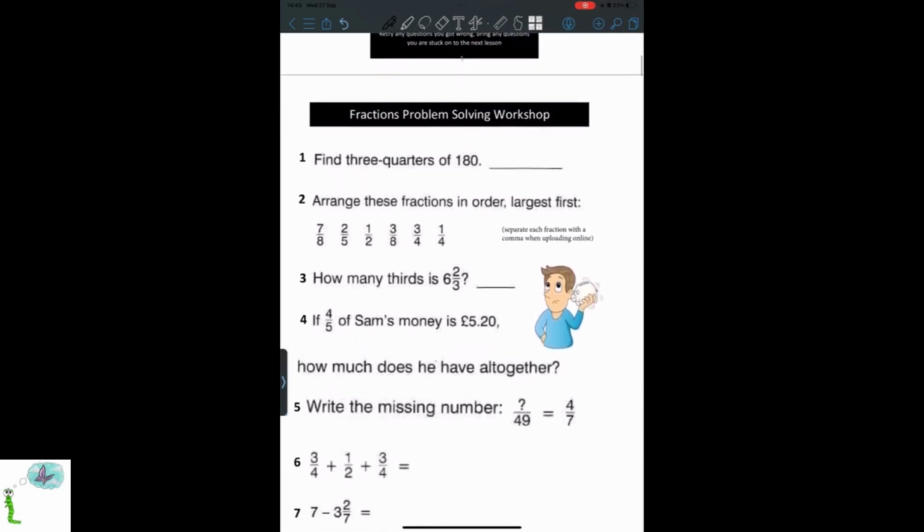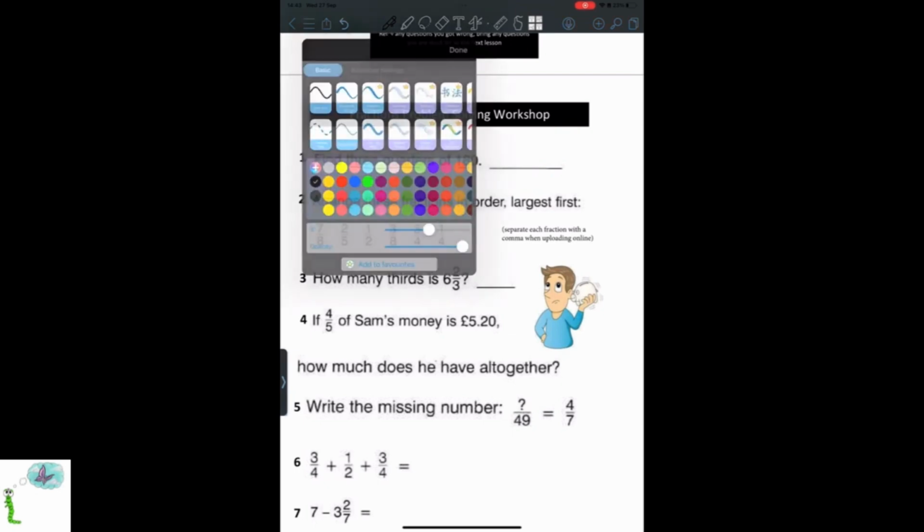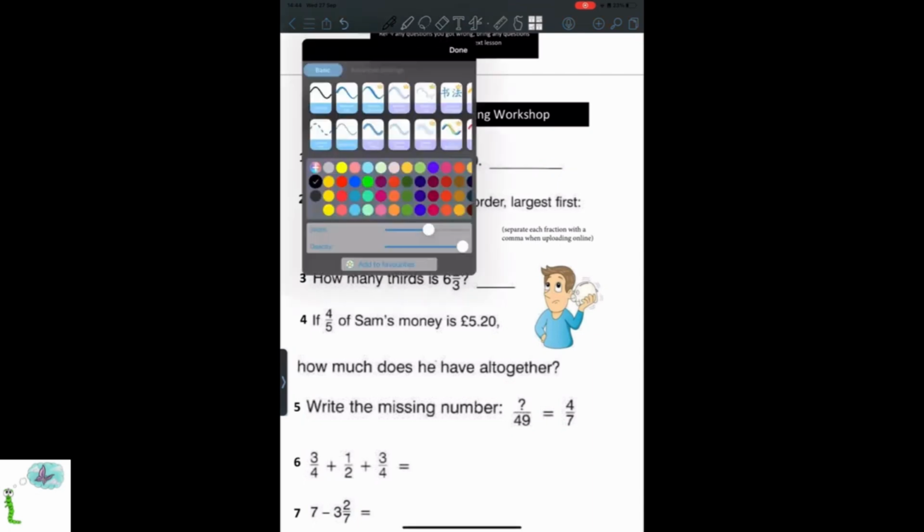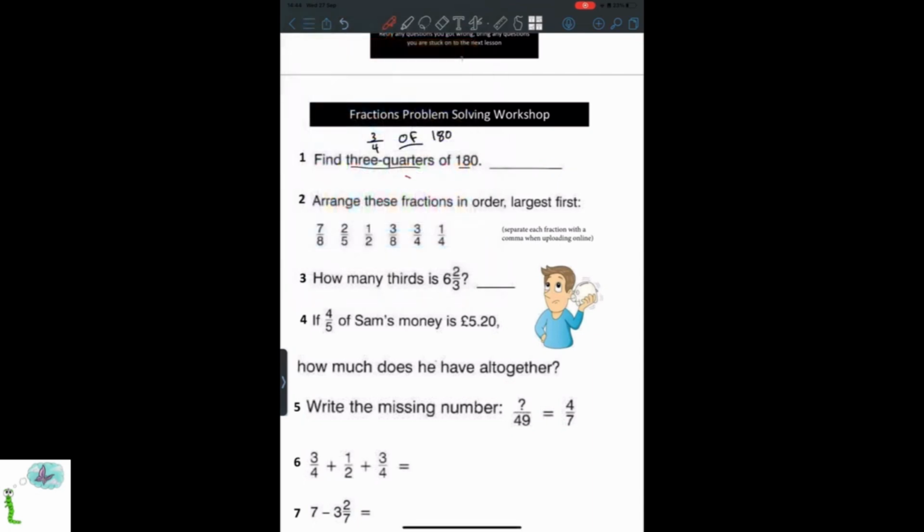We're going to start off the fractions problem solving workshop. Find 3/4 of 180. Question 1, right? So 3/4 is 3/4, as most of you all know. So it's asking of 180. Whenever you see the sign of, what it actually means is times.